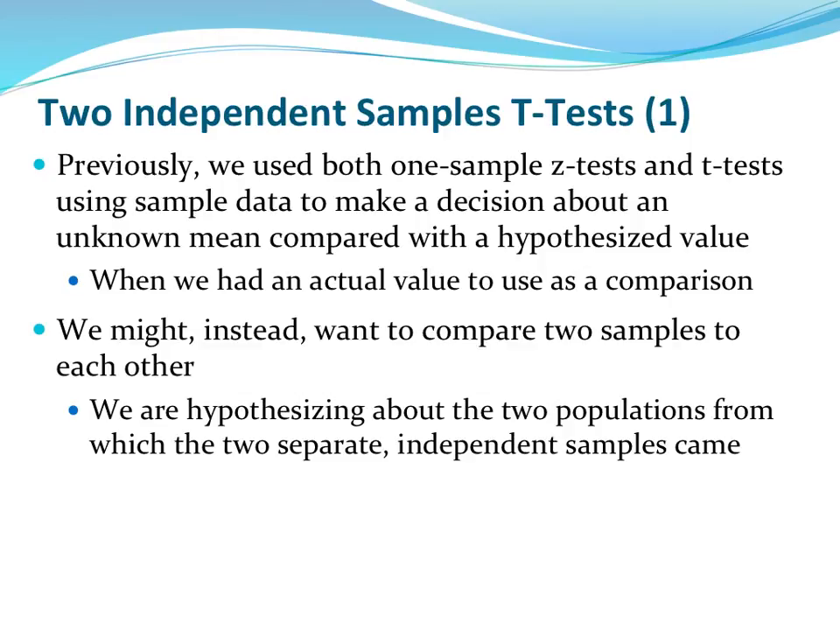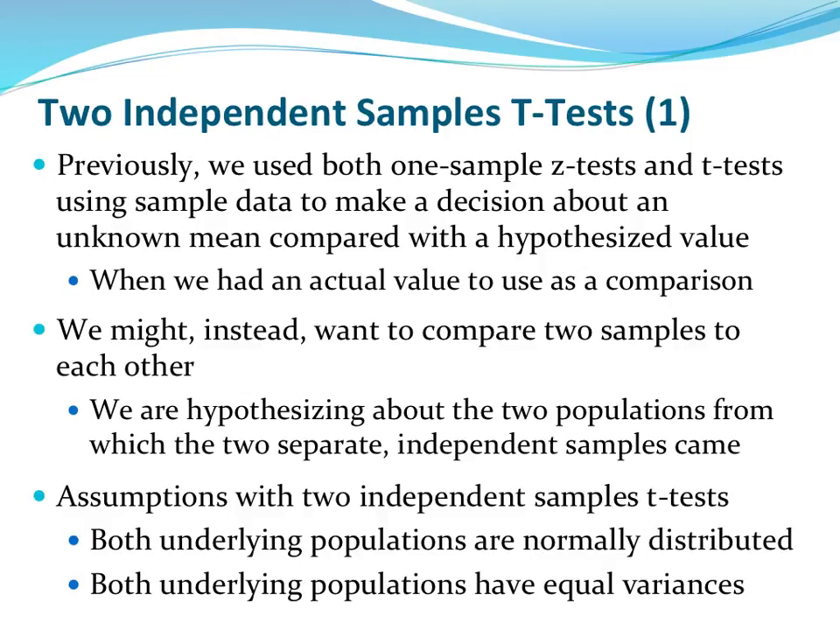Keep in mind, when we say separate independent samples, the two groups that we are comparing can be two separate groups from the same sample we drew from a larger population. We just have to have separate groups that we are comparing. For example, men versus women, or people who were vaccinated versus those who were not vaccinated. The assumptions that our ability to conduct a two independent samples t-test relies on are that both underlying populations are normally distributed and both underlying populations have equal variances.